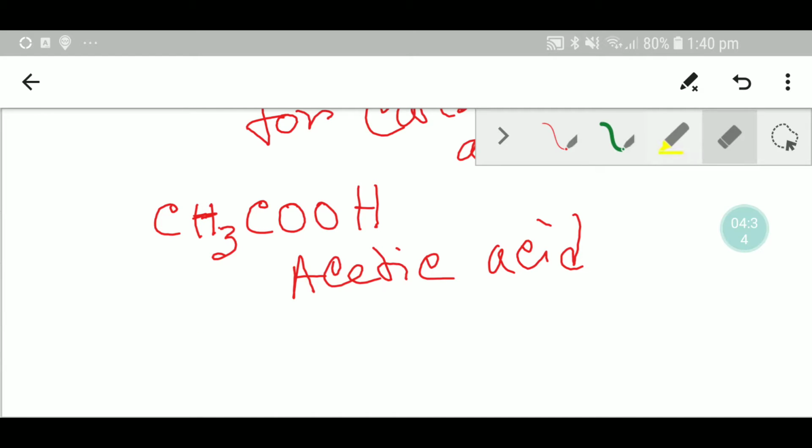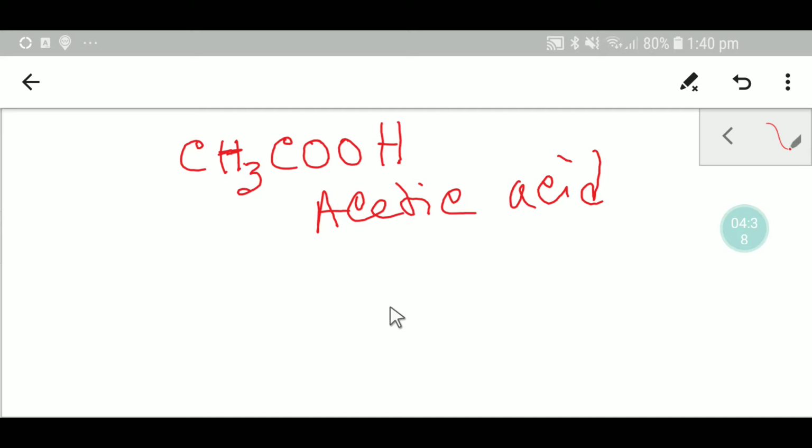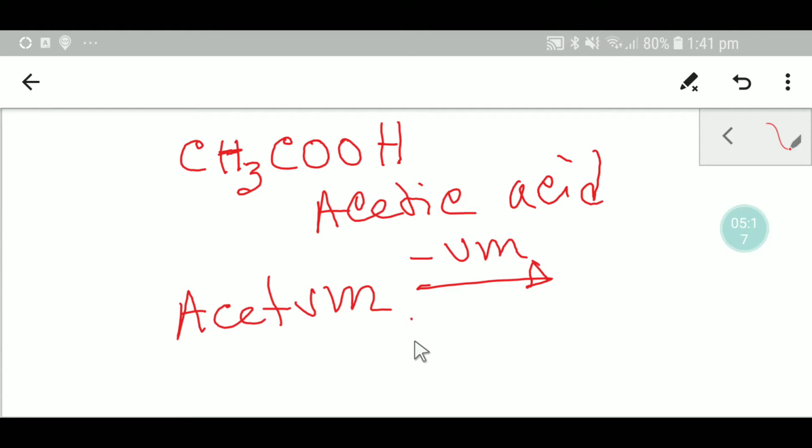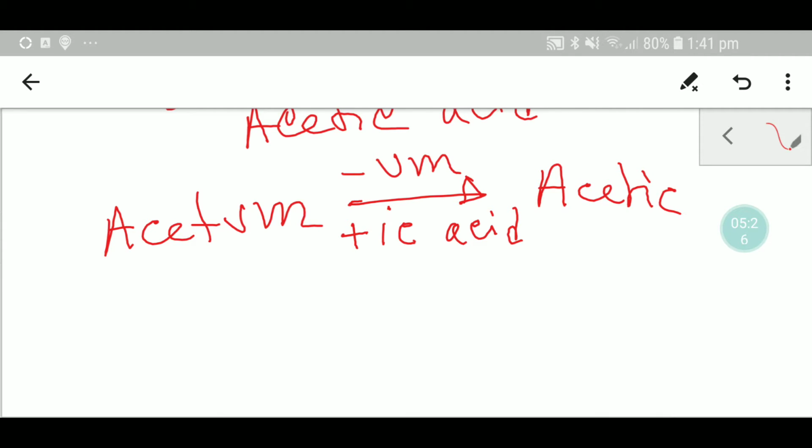However, now I will give you the process for the nomenclature of acetic acid. Acetic acid is a common name of carboxylic acid. Acetic acid has been named from its source, that is acetum. The natural source of production of acetic acid is acetum. From acetum we get acetic acid. So to name, we have to deduct and we have to add ic acid, and thus we are getting acetic acid. So now you are smart in case of nomenclature of acetic acid. From acetum we are getting acetic acid.